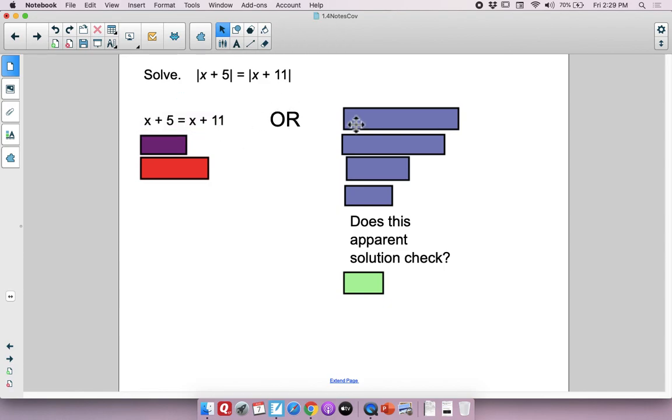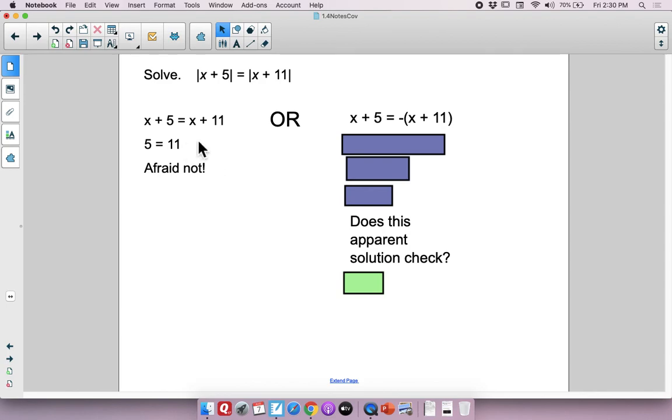Okay, so the way I did it was I said x plus 5 equal to x plus 11, and then x plus 5 equal to the opposite of all of x plus 11. And oh my goodness, watch that. What's going to happen here? Could this ever be true, this equation, x plus 5 equals x plus 11? No. Afraid not, right?